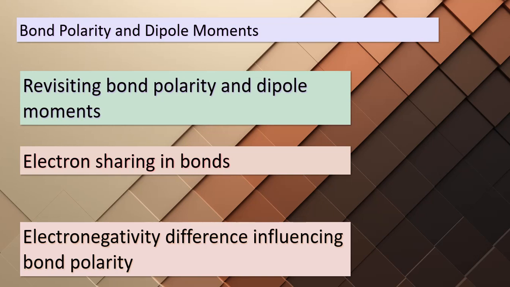Bond polarity, as you might recall, gauges how evenly electrons are shared between two atoms in a bond. Now, here's an important tidbit. As the electronegativity difference between these atoms increases, the bond polarity also increases. Electronegativity plays a crucial role in determining how the electrons are attracted to the atoms involved.